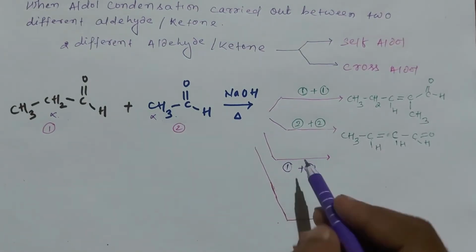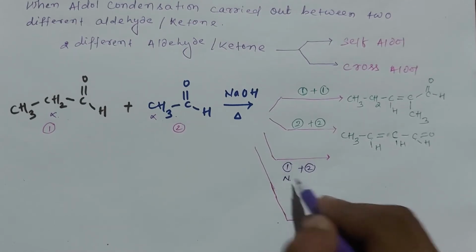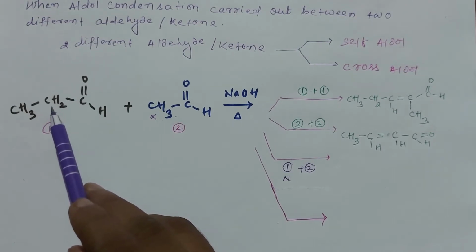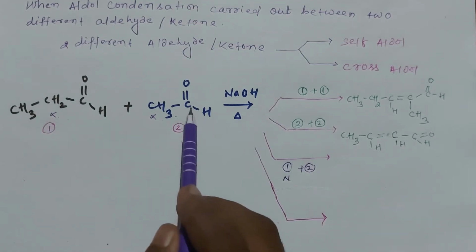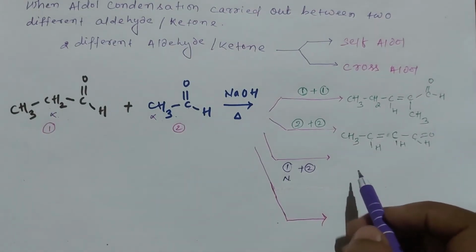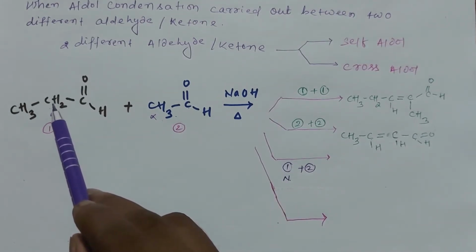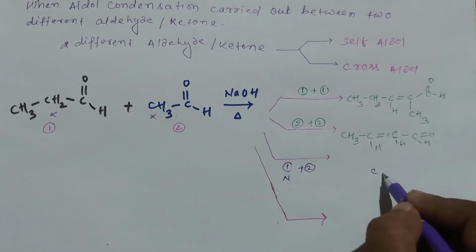In the first condition, I am taking the first molecule as the nucleophile, which means abstraction of hydrogen occurs here. If hydrogen is abstracted from here, this will behave as the nucleophile and will attack this carbon. So what will be the product? As we have already discussed the trick, this carbon acts as a nucleophile, so a double bond will form between this carbon and this carbon. So first we will draw the double bond.